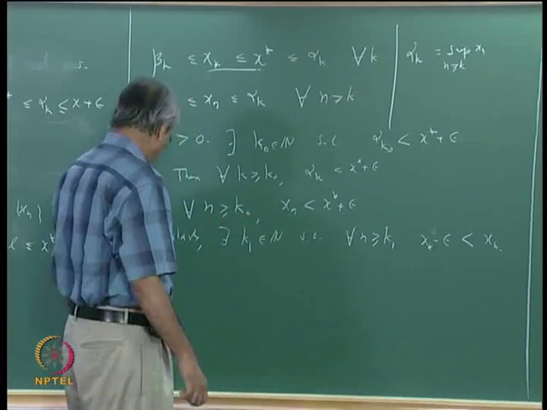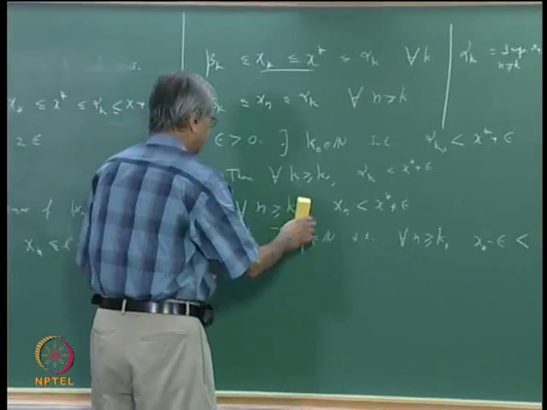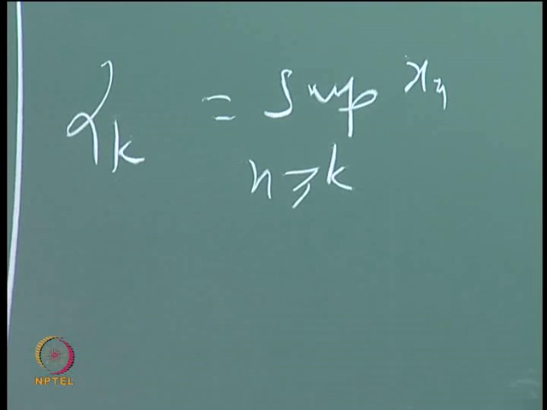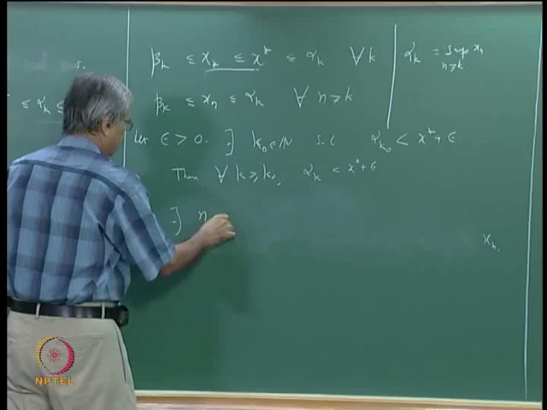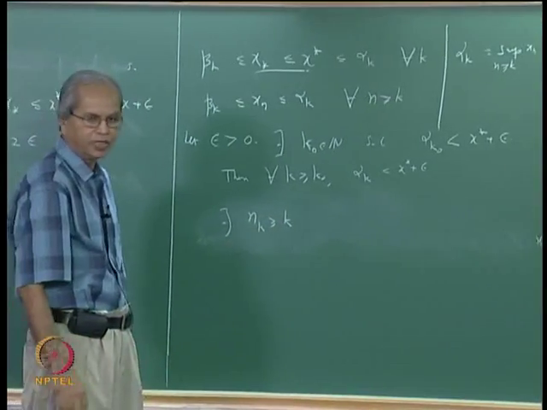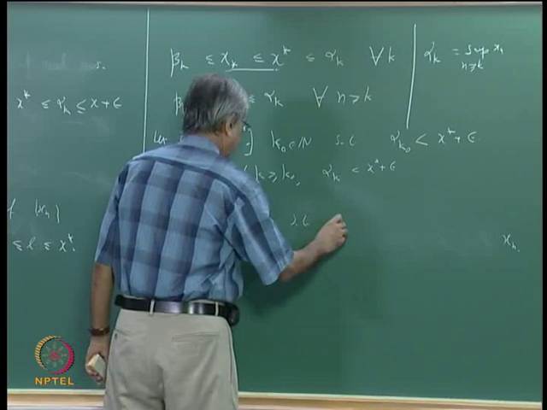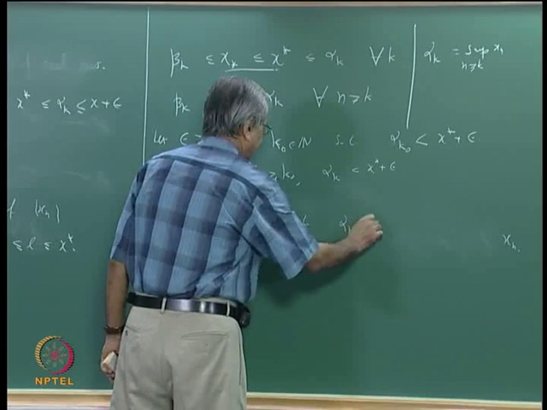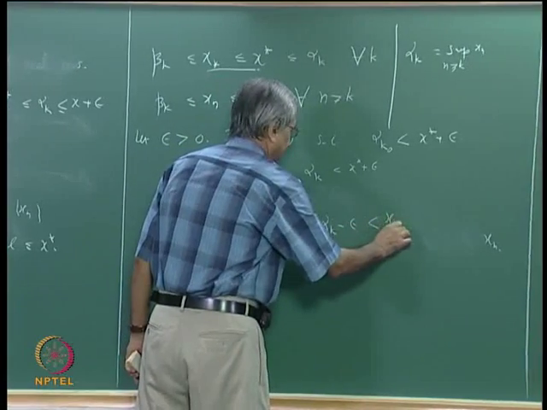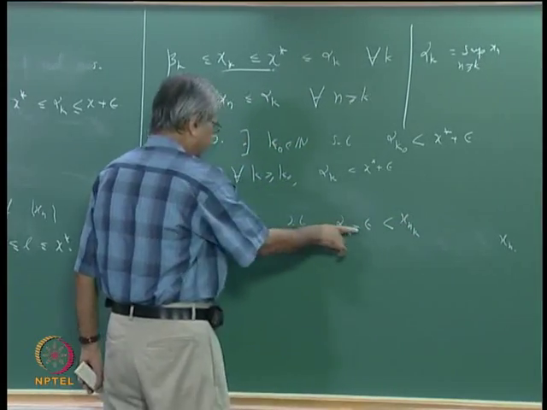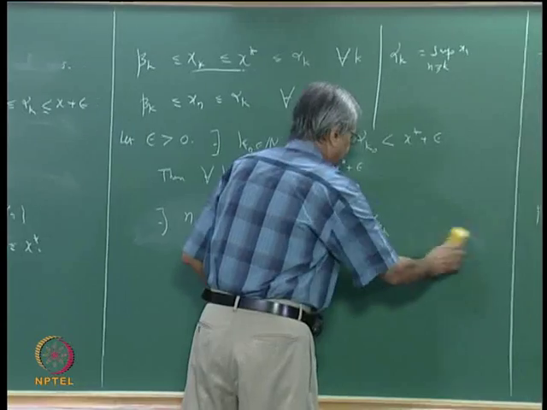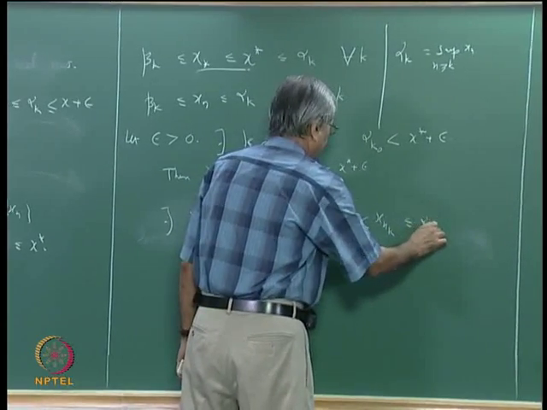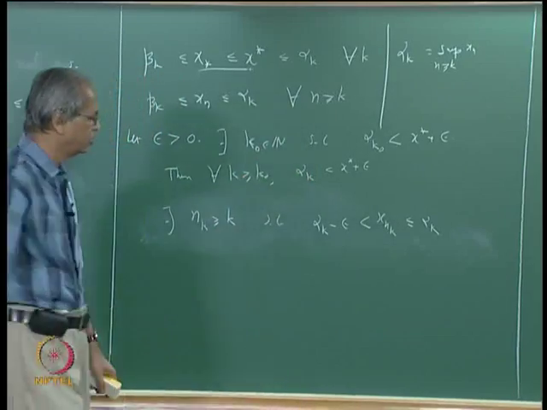So let me just write here. Given any alpha_k, you can say that there exists, suppose I call that n_k bigger than or equal to k, such that alpha_k minus epsilon is less than x_{n_k}. Of course this n_k may depend on this epsilon also. And of course x_{n_k} is less than or equal to alpha_k because alpha_k is the supremum for all n bigger than or equal to k.